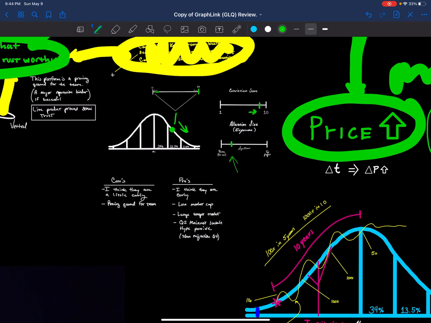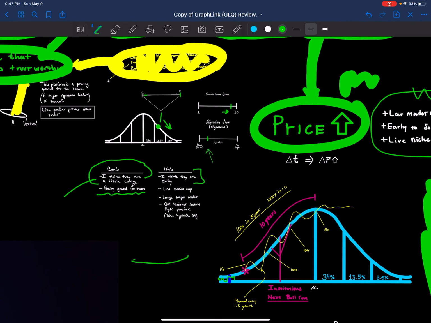Okay, so the cons, I think that they are a little bit early. And it's a proving ground for the team. The team has to prove themselves on this project. I have it as a pro and a con, okay? So timing is everything. It's a pro that they're early, and it's also a con that they're early, right? Because we're in the beginning stages of blockchain, so they're a little bit early, but that's good because they'll be ready, so it could be seen as a pro or con. I'm going to go ahead and say it's more of a pro, but timing-wise, they might be a little early, but I think that it could still happen.